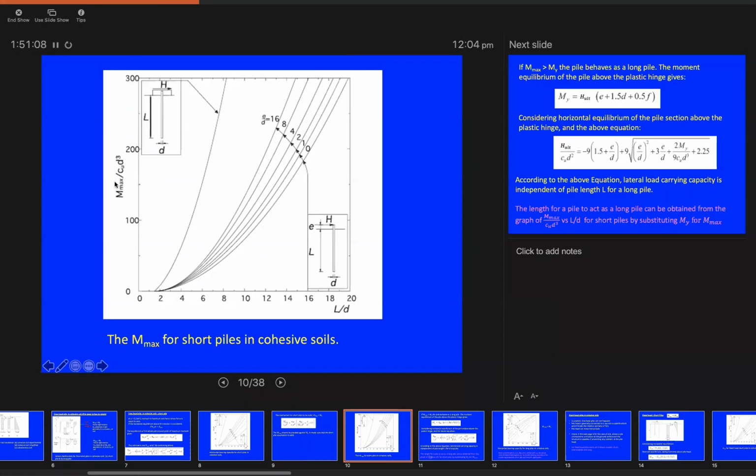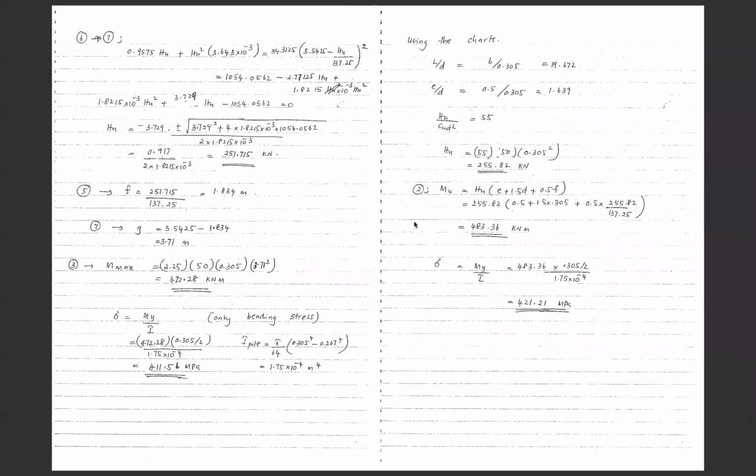Again, the value will be different from the one you obtained from the equation here, because that is an analytical solution, but that's not. The charts are based on these equations, but the approximation of people is different. So that's why you will get different solutions, because you are approximating the points differently from one person to another. Anyway, the value obtained from the chart is 483. As you can see, it's different from the value obtained from the derived equations here.